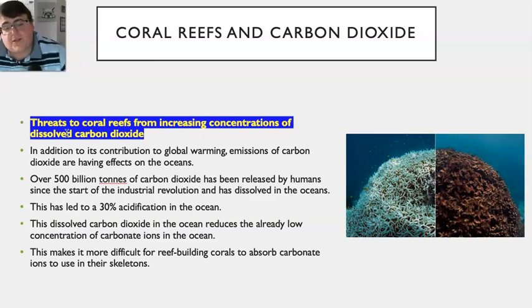The dissolved carbon dioxide in the ocean reduces the already low concentration of carbonate ions in the ocean, which makes it difficult for reef-building corals to absorb the carbonate ions for their skeletons, and hence we're getting this bleaching effect that we can see on the left here, and how our coral reefs are suffering.